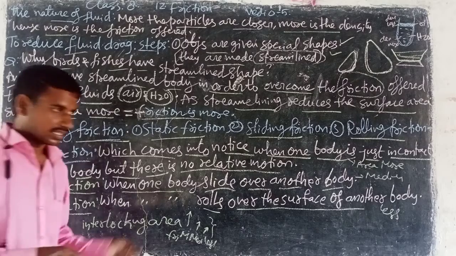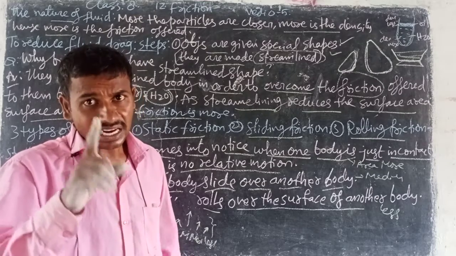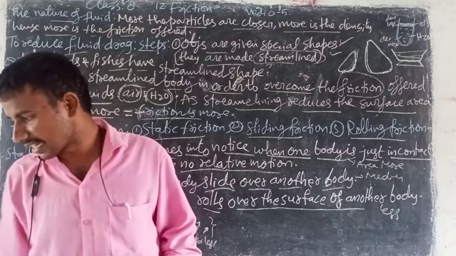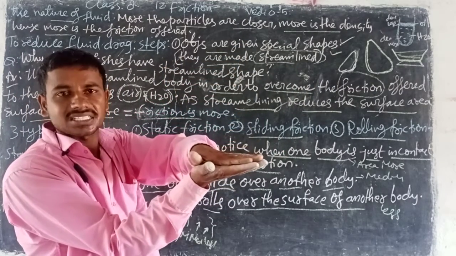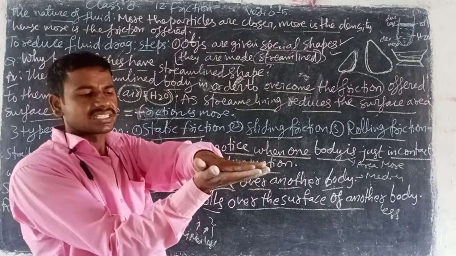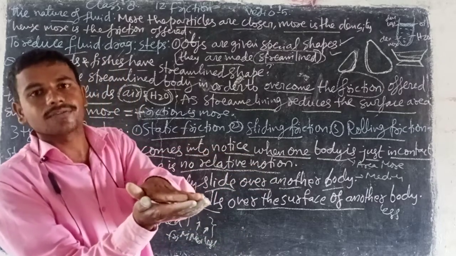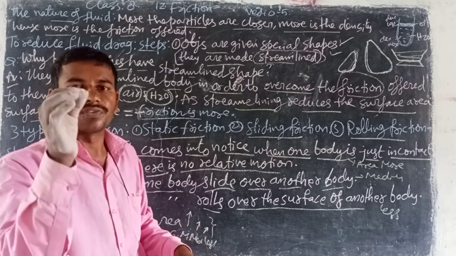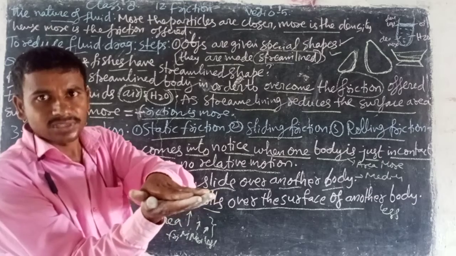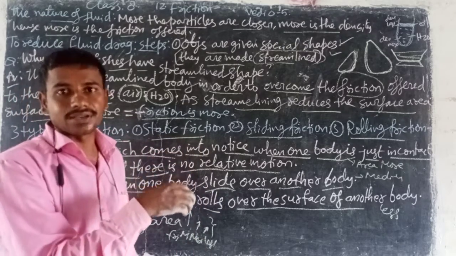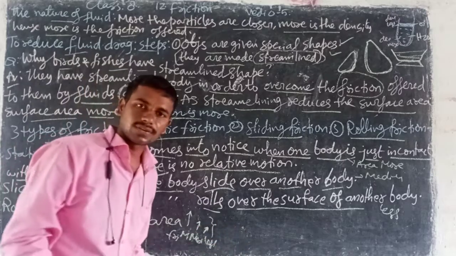Here, I can tell you one thing. These three types of friction are there. Which has more, which has less, which is medium? Static friction: what is the area between two objects in contact? That is called static friction. Static friction is more. Sliding friction is medium, and rolling friction is very less, because contact between two surfaces is more in static friction, medium in sliding friction, and much less in rolling friction.